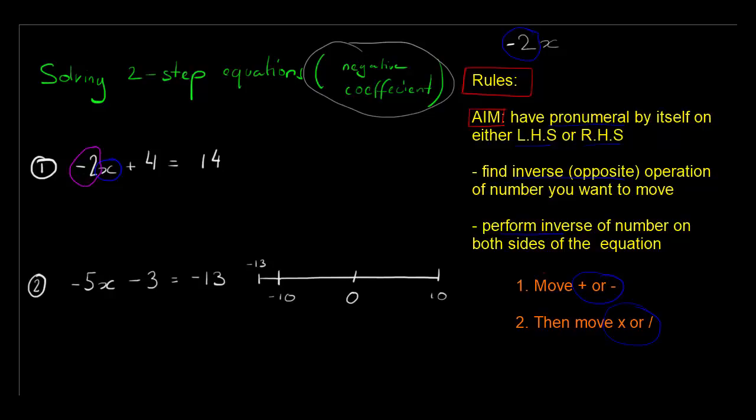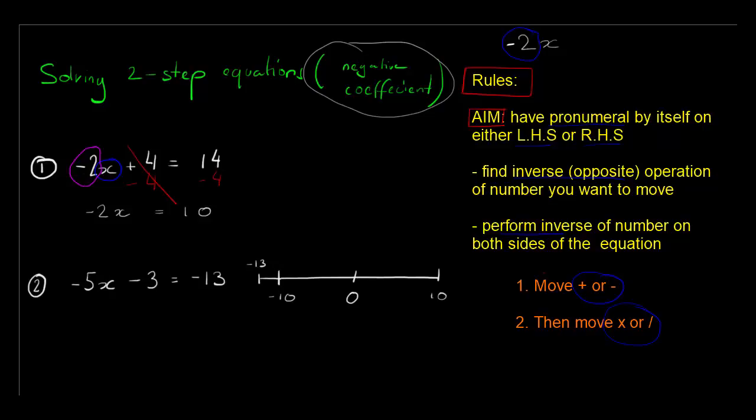Alright, so how to get x by itself? Plus 4 at the moment, so minus 2x plus 4 equals 14. We do minus 4 to both sides. And that cancels this out. We're left with what on the left hand side? We'll be left with just minus 2x equals, and what's 14 minus 4? It is 10. So minus 2x equals 10.